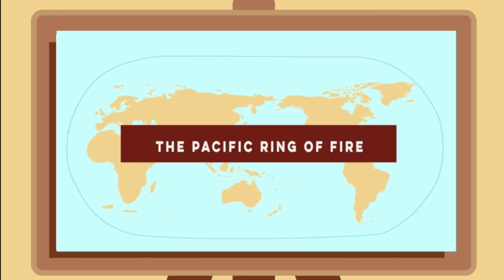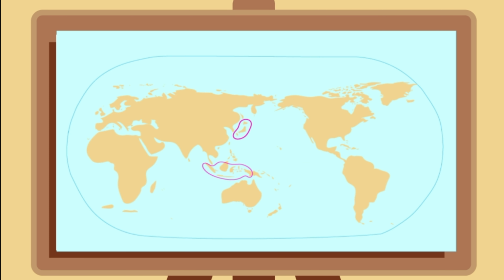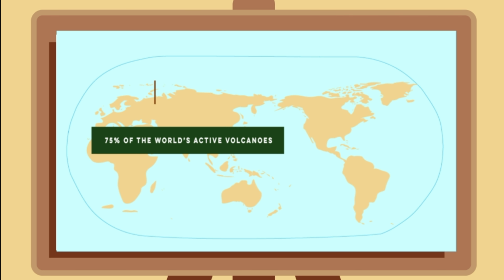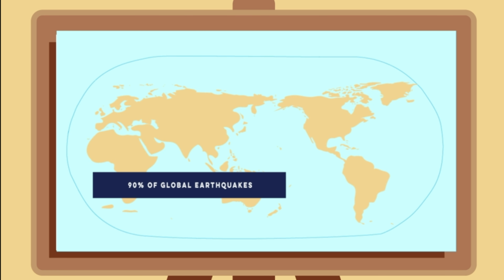This region includes countries such as Japan, Indonesia, the Philippines, New Zealand, and parts of the west coast of the Americas. It is the most seismically active region on Earth, with around 75% of the world's active volcanoes and about 90% of global earthquakes occurring here.